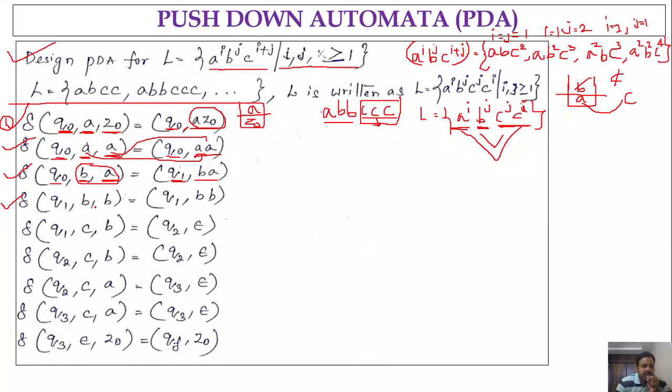The next possibility is if you are in state q1. When do you go to the state q1? Whenever you find a b symbol as input, only then you go to the state q1 from q0. If you are in q1, it means you are getting the b's. So in q1, if the input symbol is b and the top of the stack is also b, then you will stay in the same state and push bb. You will remain in this state q1 as long as you get these b's.